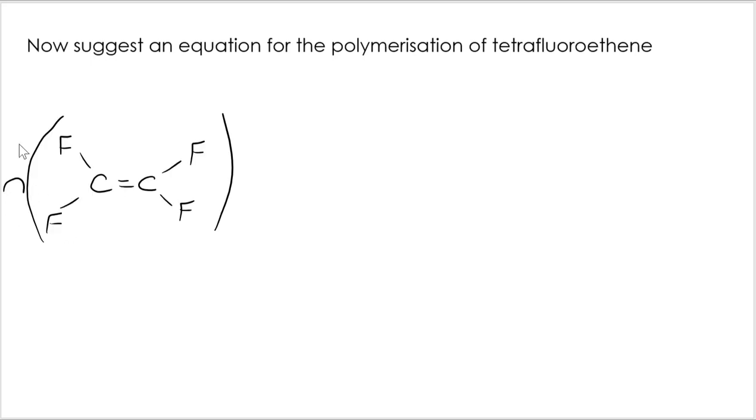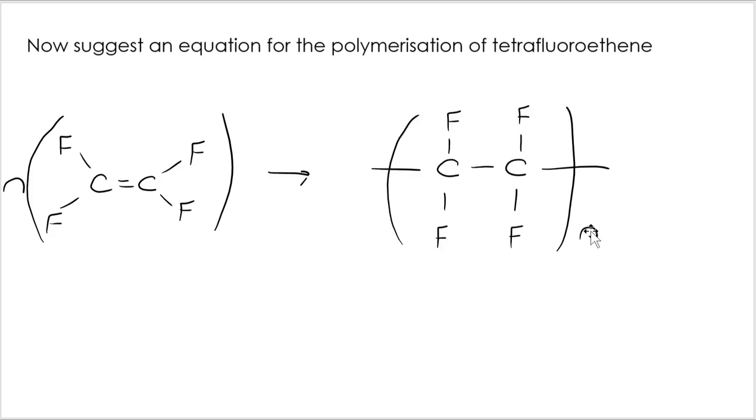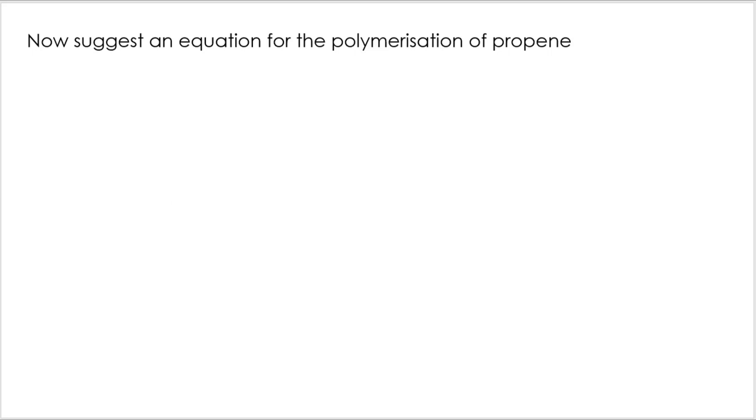So let's try tetrafluoroethene. Now, once again, we've got N moles of tetrafluoroethene, that N representing any number, and then we break the double bond, our bonds burst beyond the brackets, and we have N of these. The locations of these N's are really important, by the way. It must be left in the middle on the monomer and bottom right on the repeating unit. Have a go at propene.